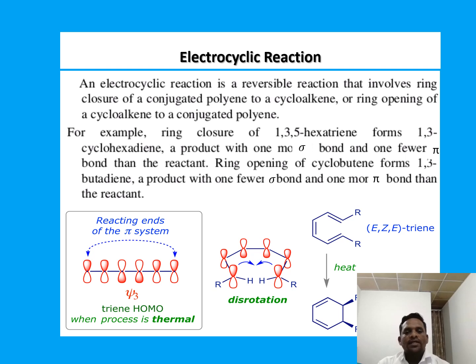Here, the reacting ends of the pi system are the Psi3 triene HOMO when the process is thermal. Here is the orientation of these orbitals, the orientation of this HOMO. The last two orbitals, which are the positive lobes on the upper face of the system, rotate in a disrotatory manner and the ring closure reaction takes place. Here is this example. Now we get the cis product. The rotation is a disrotation, meaning one orbital rotates in a clockwise direction and the other end in an anti-clockwise direction.